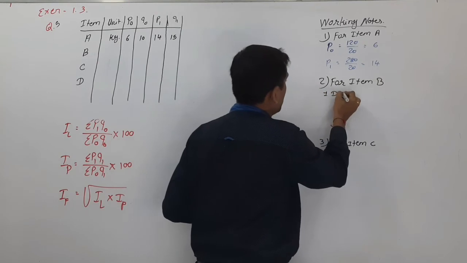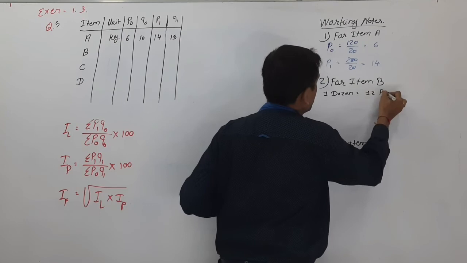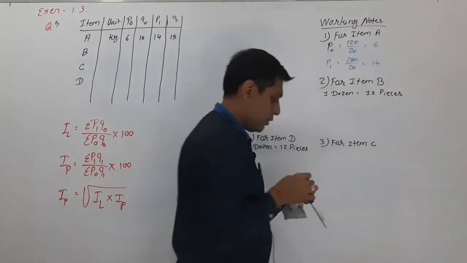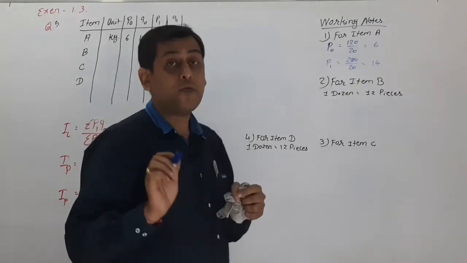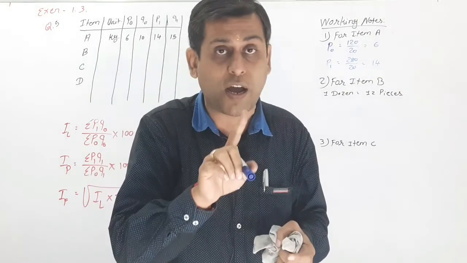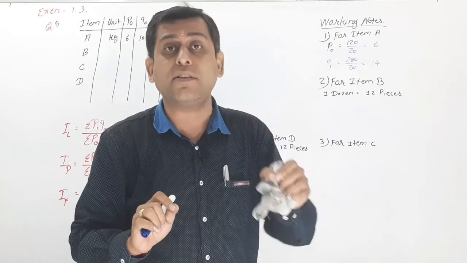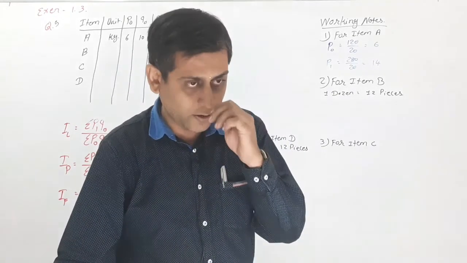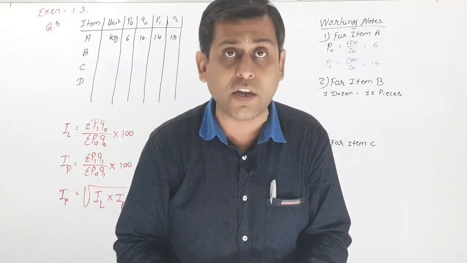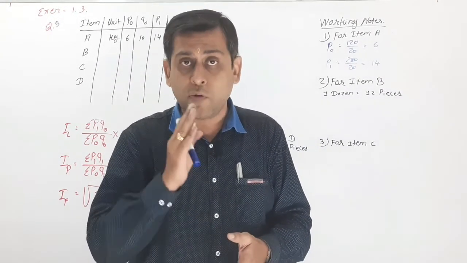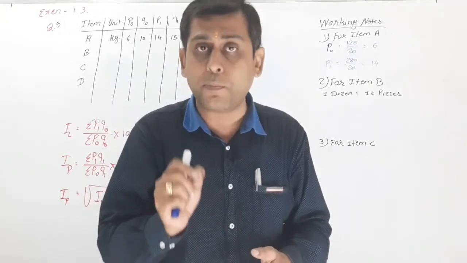1 dozen is equal to 12 pieces, right? See here, 5 dozen is given, that is 5 is the extra amount. We have to divide it by price compulsory. Whenever any extra amount is given, any extra digit is given in the unit column, we have to divide that extra digit with the price compulsory.